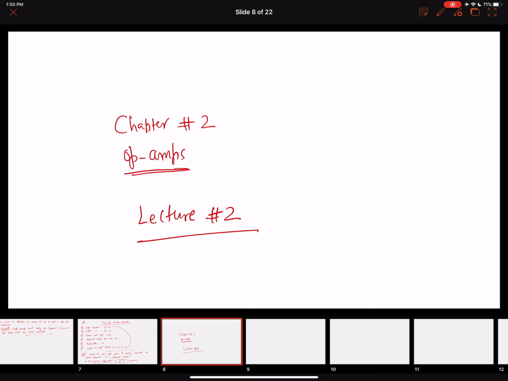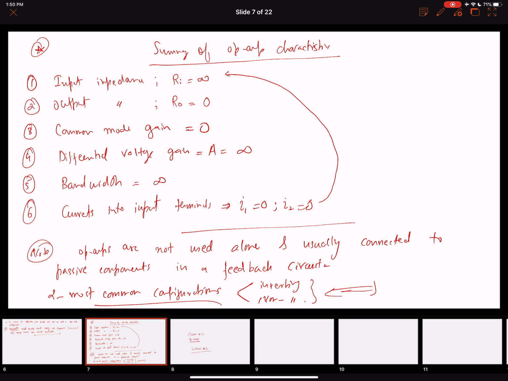In the last lecture, we also talked about differential and common mode gains. The common mode gain is 0 since the amplifier takes a difference of the two signals, and the differential gain is A, which ideally is infinite.